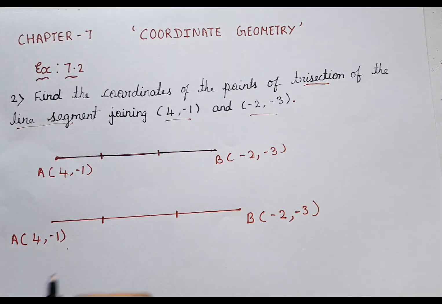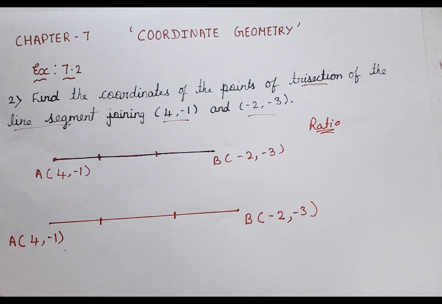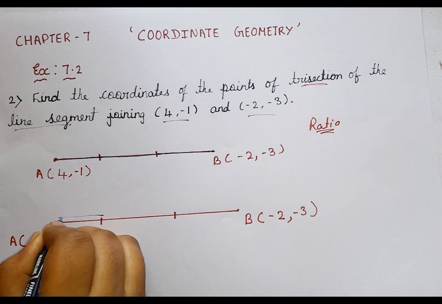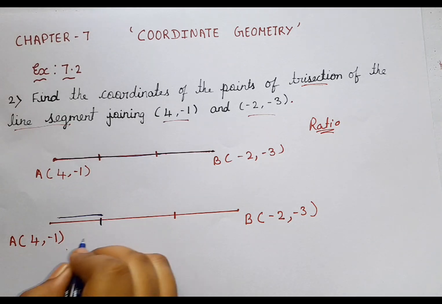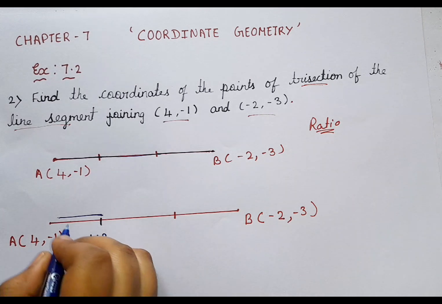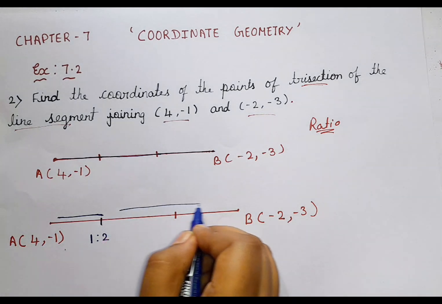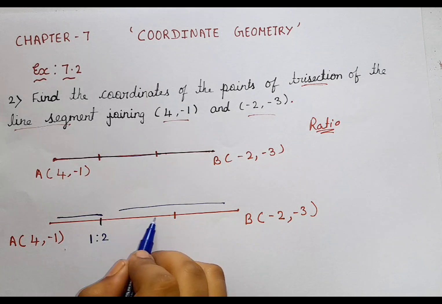Since we need the ratio, it is literally easy to find. Here I have 1 part. For this point, what will be the ratio? For this point the ratio is going to be 1:2. Why 1:2? Because on this side we have 1 part and on this side we have 2 parts. That's why it is 1:2.